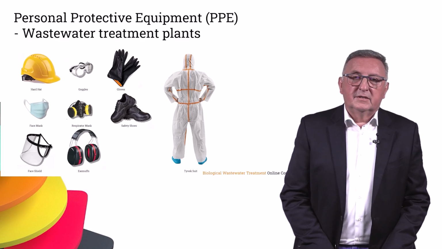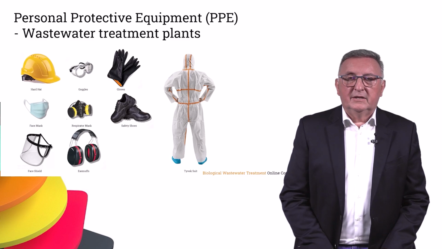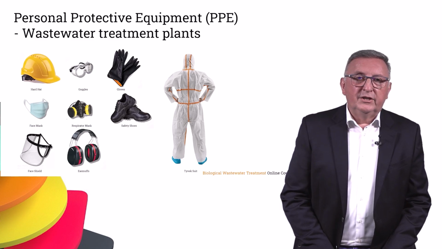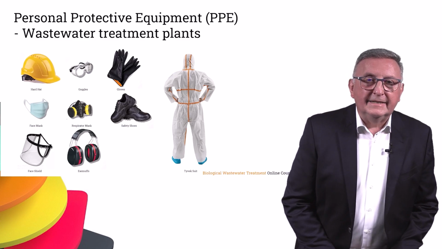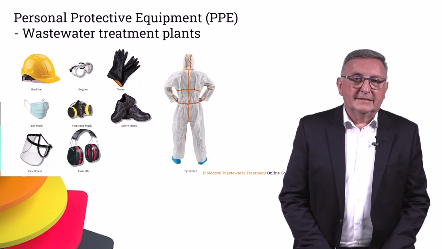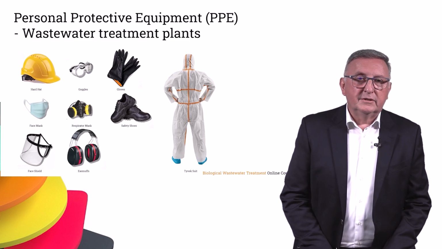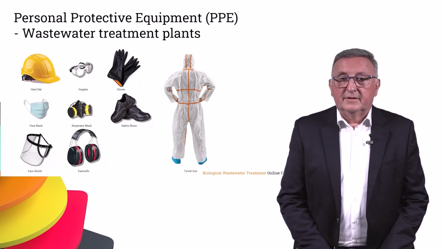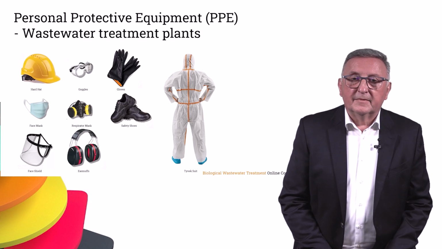On this slide, I show you the most commonly used personal protective equipment when you are sampling at wastewater treatment plants. You need to use a hat, goggles, gloves, a mask, protective shoes, another type of mask, earmuffs, and protective equipment like suits.